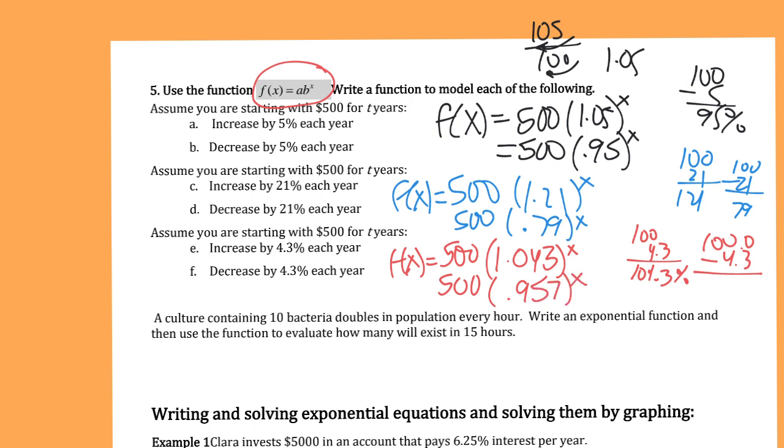So writing those functions, if I say double, you just put a 2 in the parentheses. If I say triple, you put a 3 in the parentheses. And those would be growth. If I say you're getting half of it, then you put a half in there.